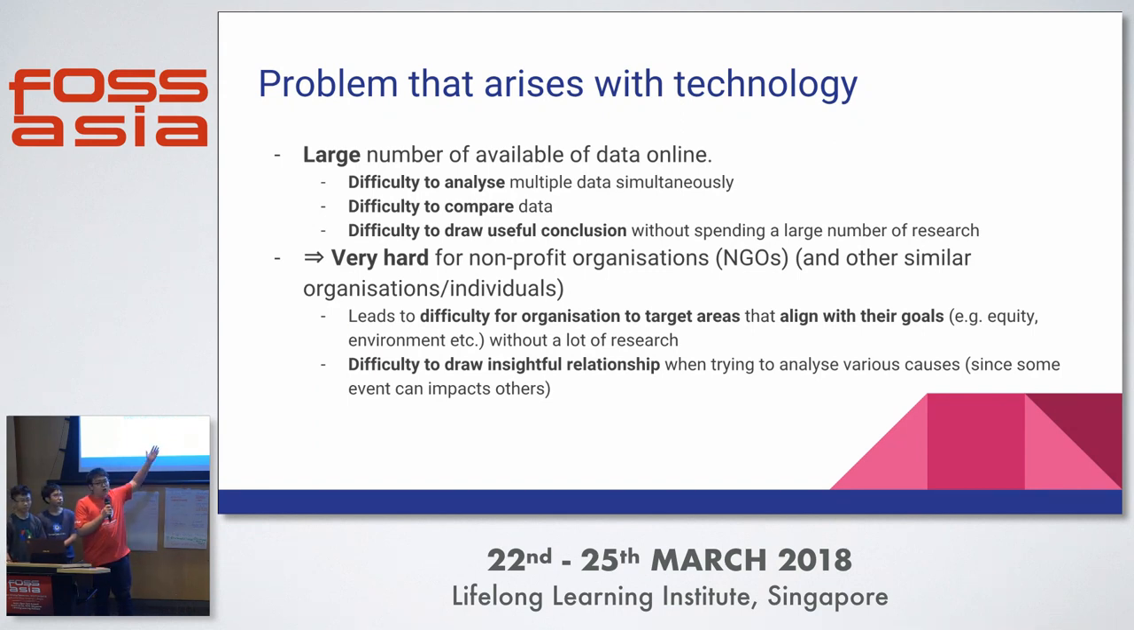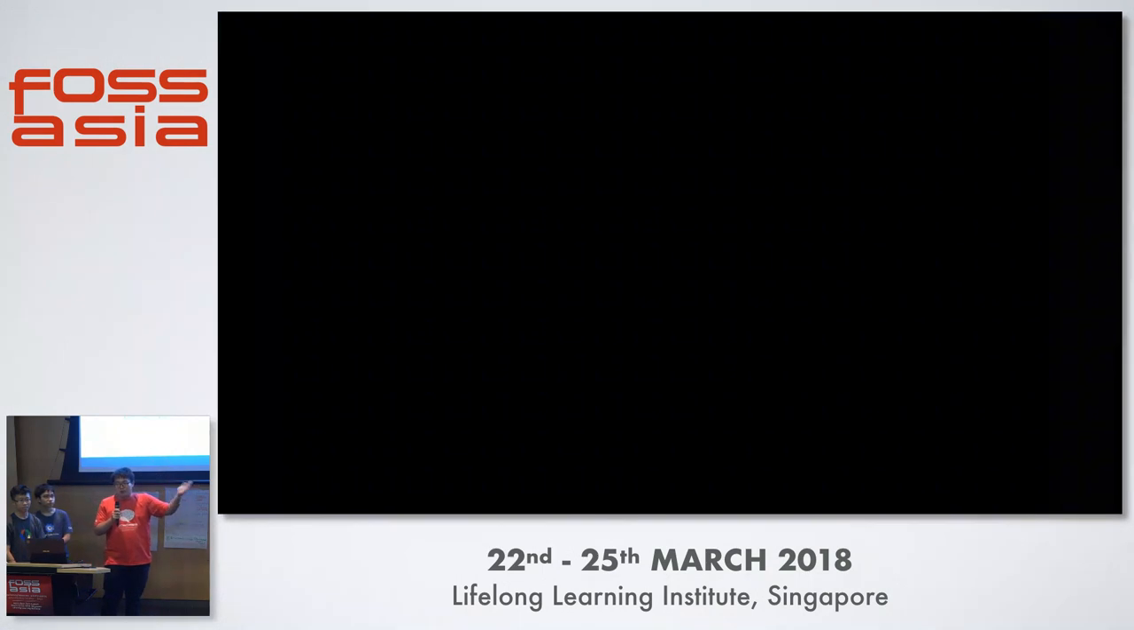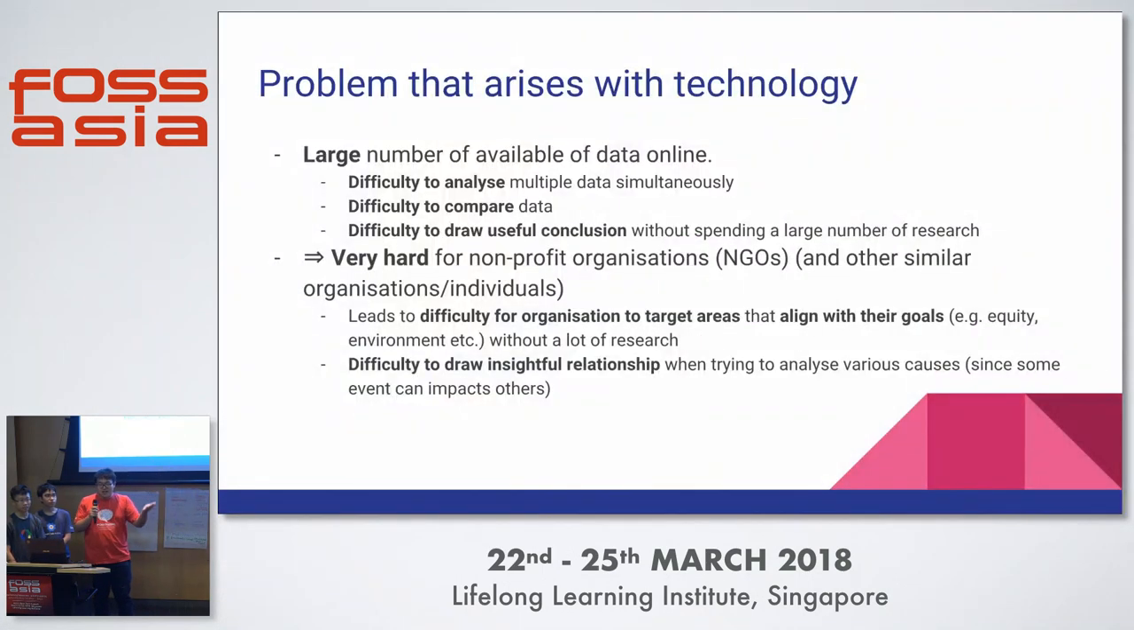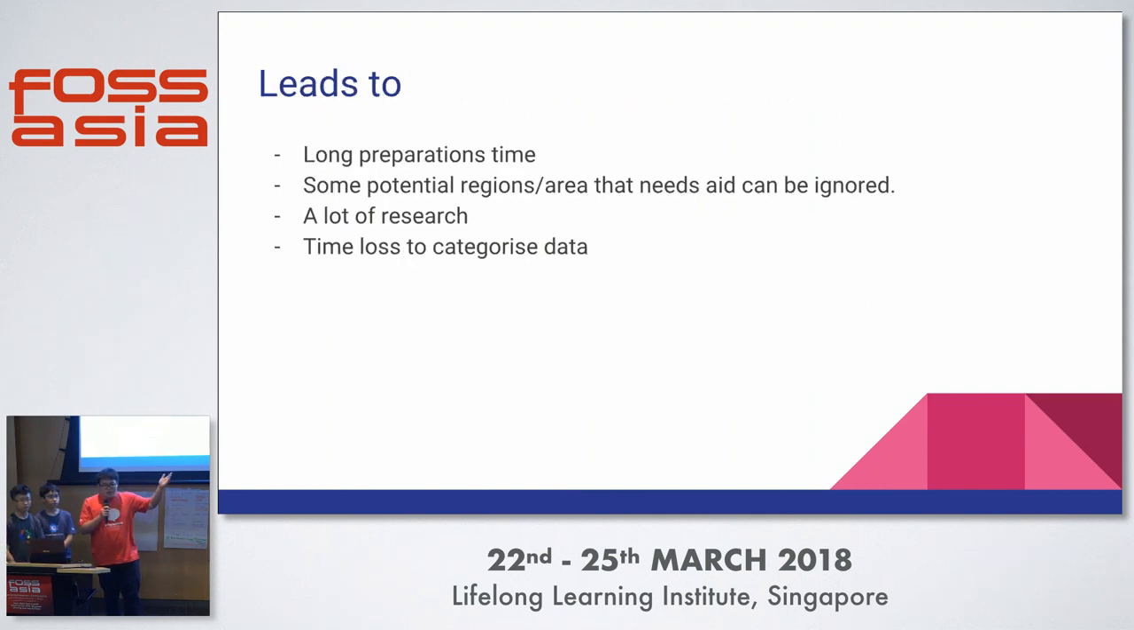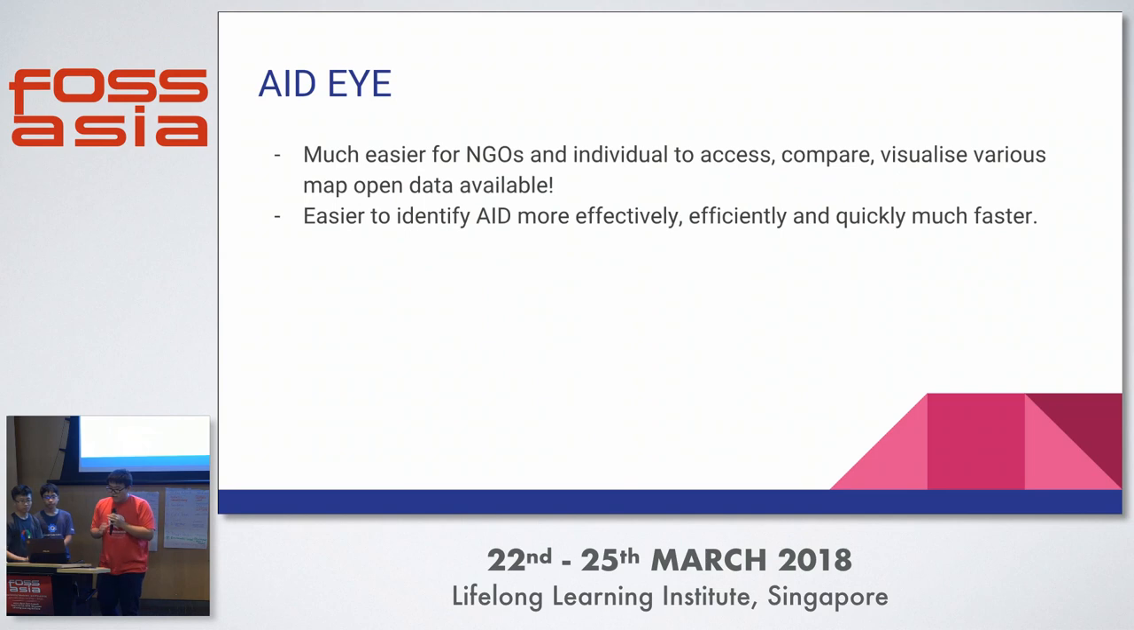Some of which is difficulty to compare multiple data at once, difficulty to analyze them and draw conclusions, and this results in many different downsides, such as it's very hard for non-profit organizations such as NGOs and other individuals to target areas aligned with their goals without doing a lot of research. So this requires a lot of preparation time, a lot of research, and a lot of time loss. So therefore, we introduce to you 8i.